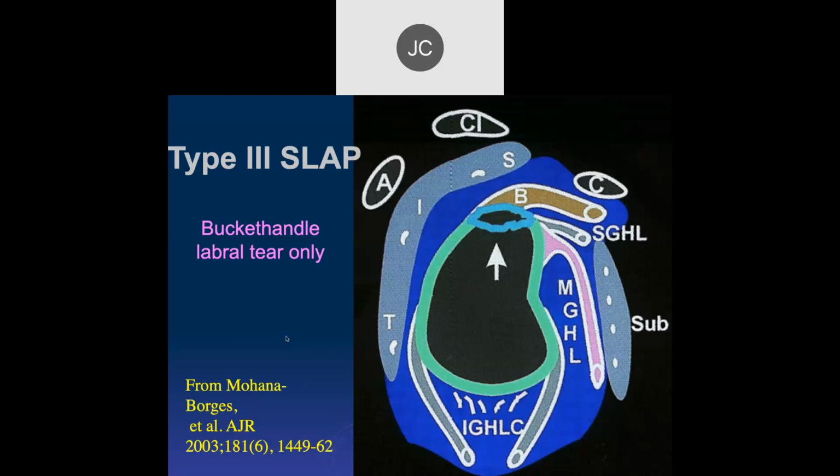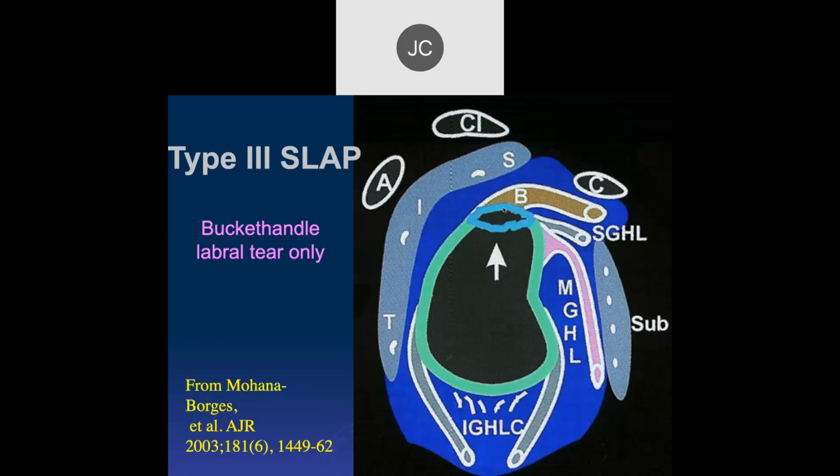So Dr. Snyder wasn't too impressed with type 1 and type 2. He became a little bit more impressed with the type 3, which is a superior bucket handle tear, where you have a loose fragment of labrum, which then just displaces a little bit out into the joint space itself and involves the base of the biceps anchor. It is believed that involvement of the biceps anchor may be a significant cause of symptoms.